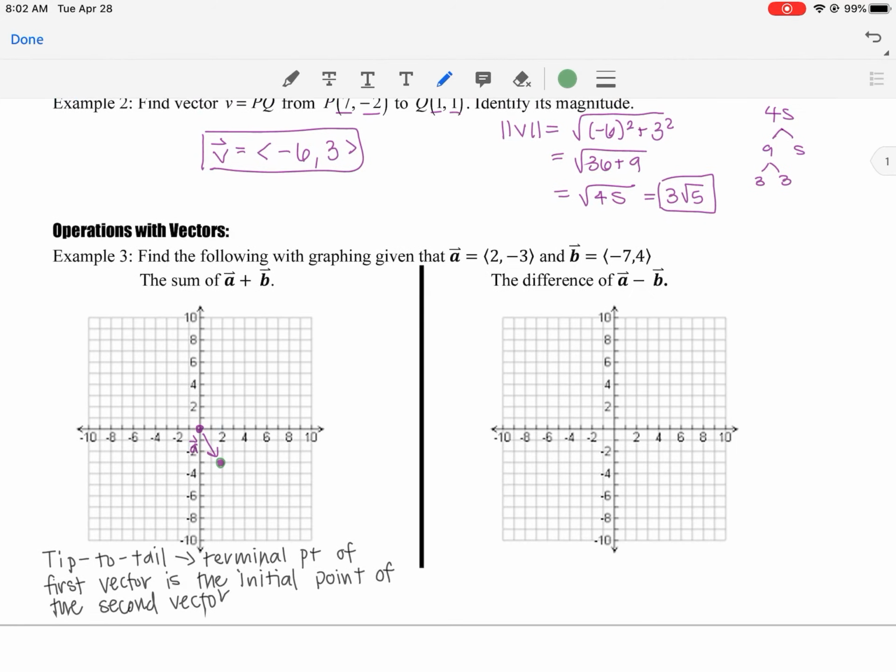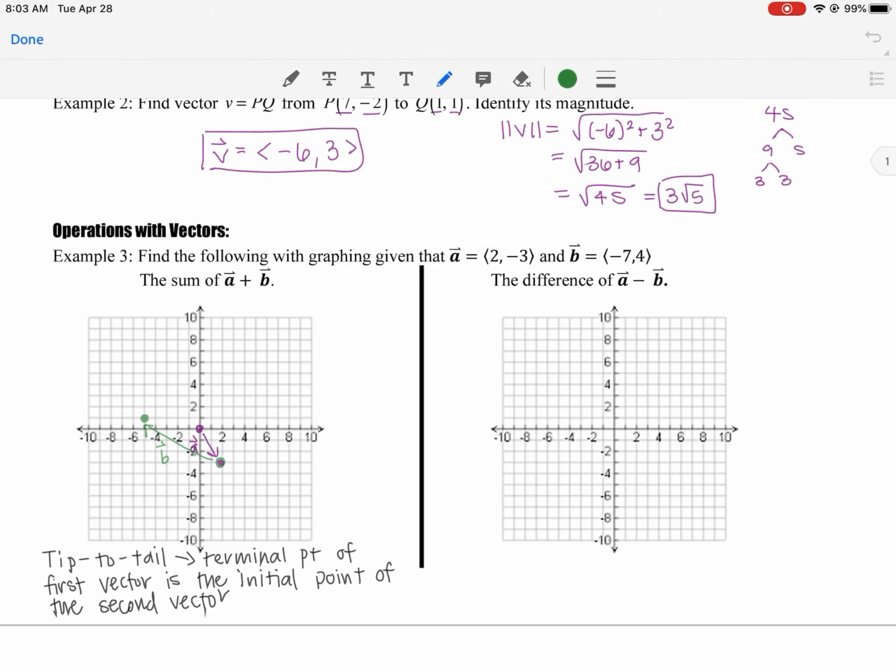We're going to go left 7, because that's negative 7, right? So left 7 would put us at negative 5, and we're going to go up 4. So left 1, 2, 3, 4, 5, 6, 7, right? Up 1, 2, 3, 4. So we're going to be right here. So then vector B looks like this.